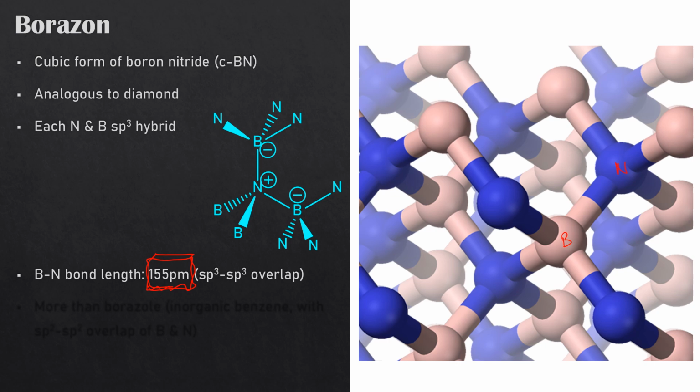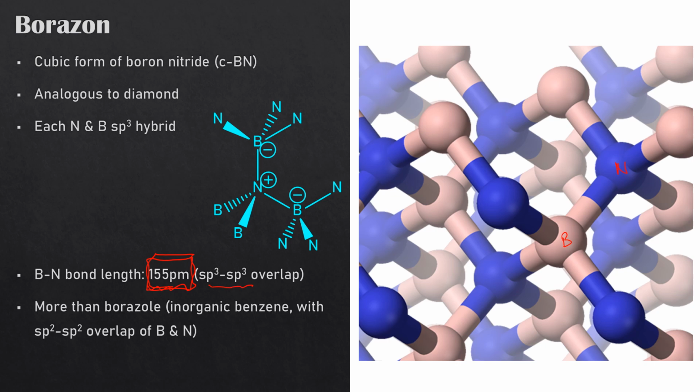That is where we can conclude that option B was not going to be correct, because Borazone, which comes from the diamond-like structure, must have sp3 overlap, and that would give you the longest bond in comparison to Borazole, or in comparison to inorganic graphite. That was all about option number B.